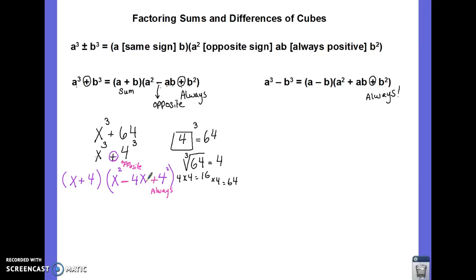Again, we made it in the form of x cubed plus 4 cubed, in the form of a cubed plus b cubed. Your first parenthesis is simply my two terms added together without the power, just the two bases. Your second parenthesis is you square the first, square the last. Always, always put a plus. The sign is the opposite of the original. You multiply your two bases.